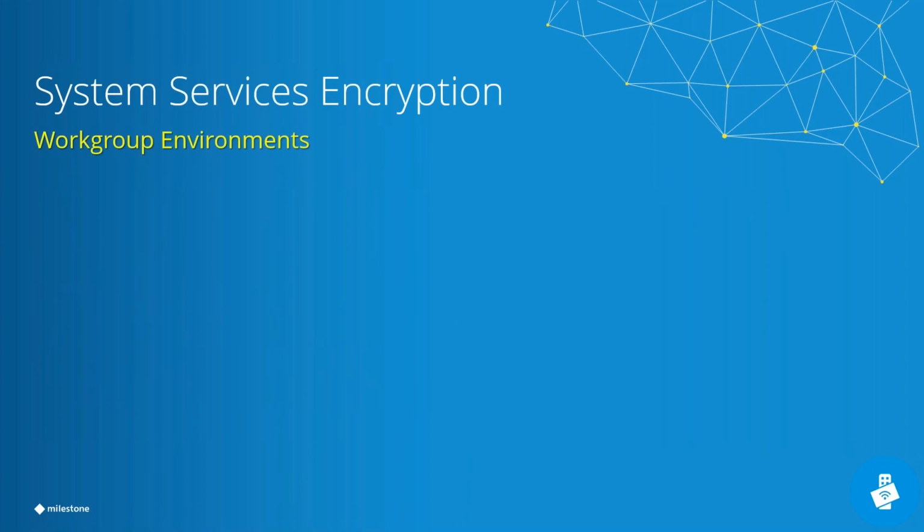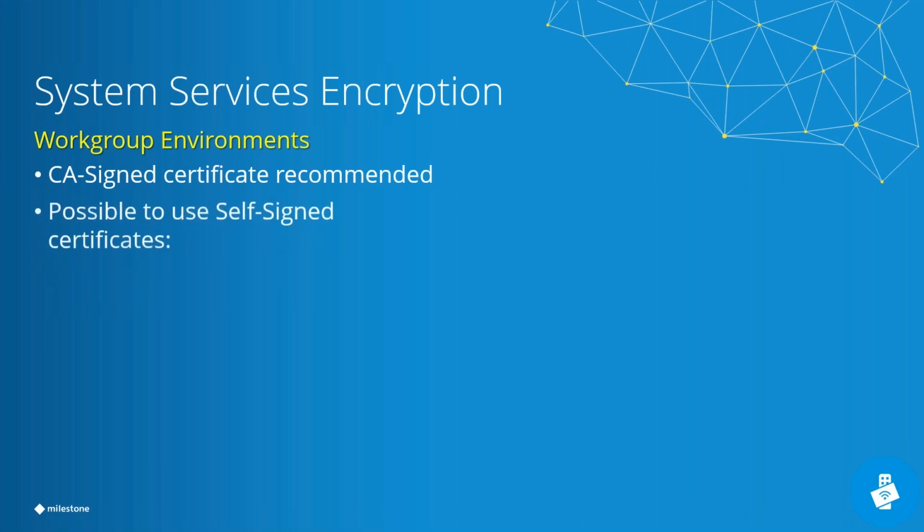Now, as we're going to see with a workgroup environment, this is my personal recommendation, but I recommend getting a CA signed certificate. That way, it's already trusted by every client on the network. You don't have to go around and trust the root certificate. It's already going to be trusted. But if you don't want to go that method, it is possible to use self-signed certificates.